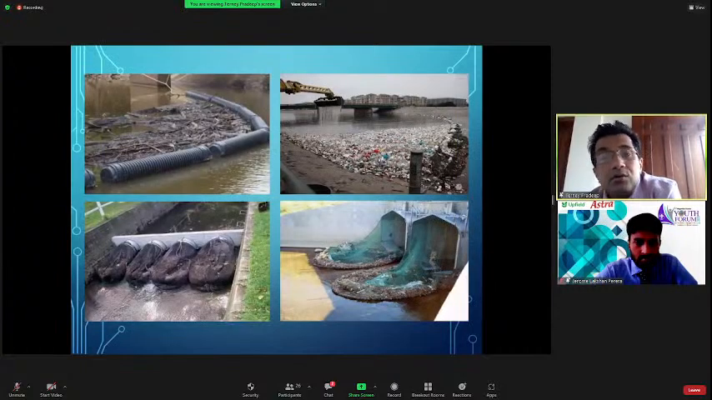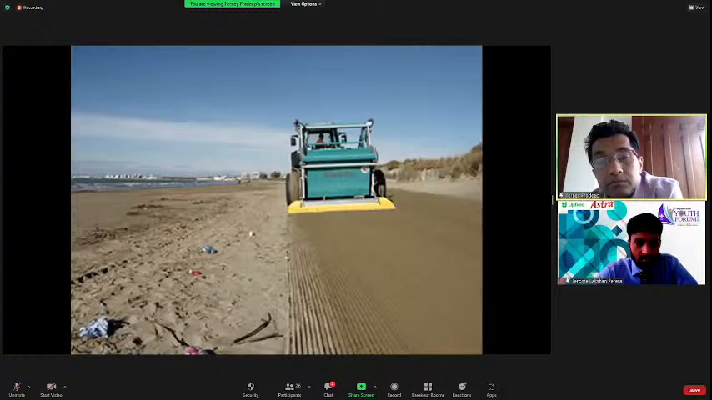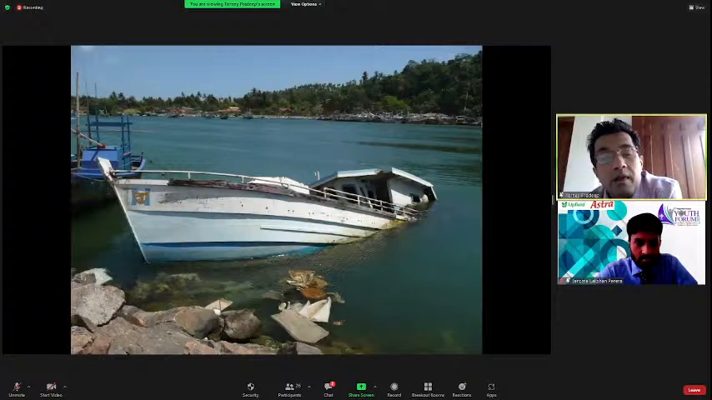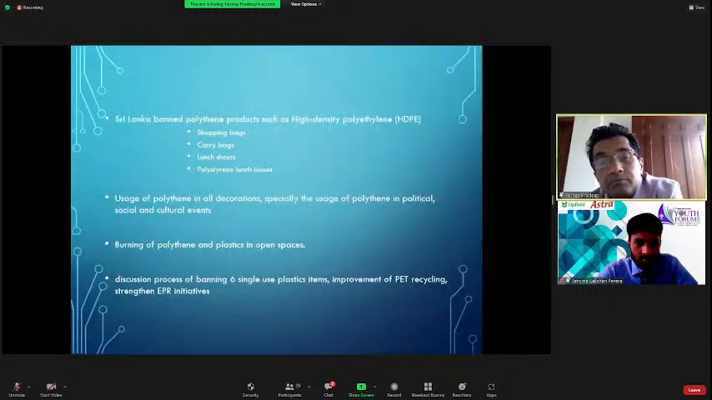And these are pollutants. You can stop your pollutants flowing to Negombo Lagoon by establishing these sorts of barriers, and you can keep Negombo clean. You can arrange this if you have good financial support. You can arrange these sorts of beach cleaning machines. This is again from Negombo, and you can have your own shipwrecks to dive or attract tourists.